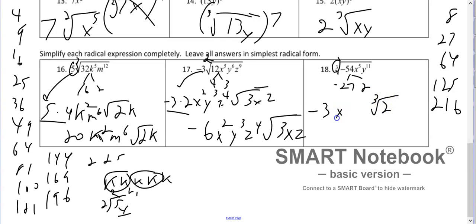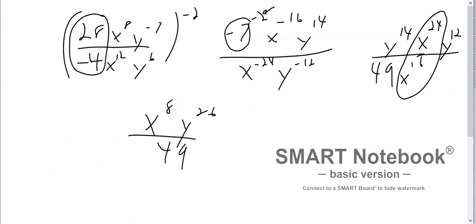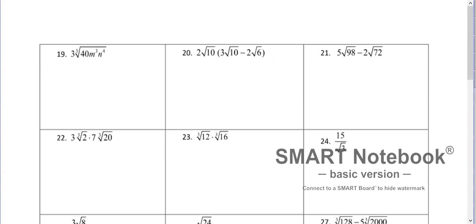Now x, 5 divided by 3 is 1 with 2 left over. Y, 11 divided by 3 is 3 with 2 left over. And that's really the answer right there. Nothing to clean up. All right, number 19.